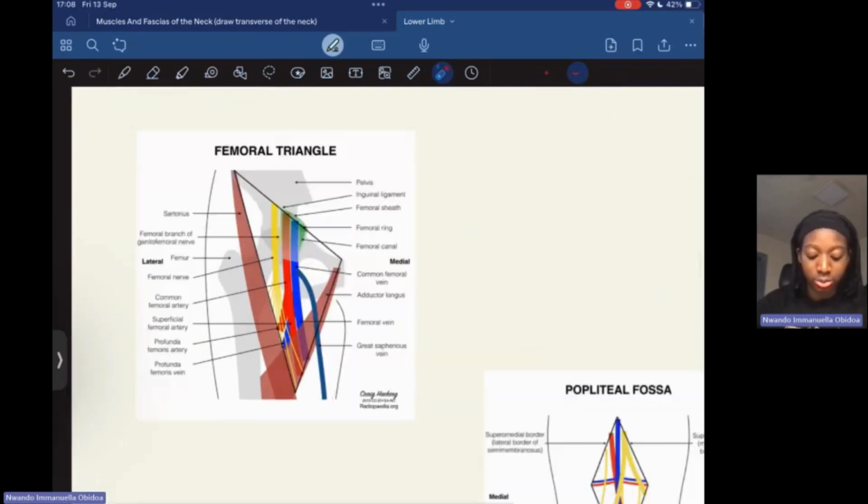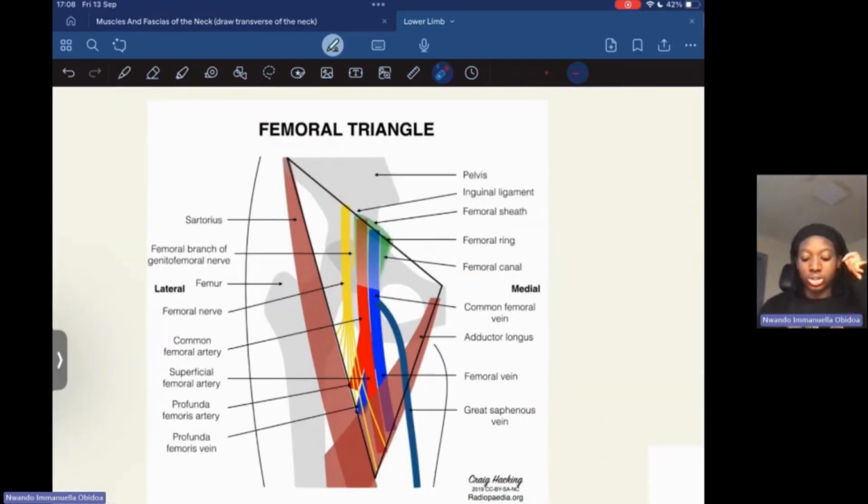Okay, last but not least, we have our femoral triangle, which is just a topographical space where you can see the nerves, the artery, and the vein. So the superior border here is the inguinal ligament. Here you have the sartorius, and this is our adductor longus. The best way to remember the contents of the femoral triangle is NAVEL. So N being femoral nerve, A for femoral artery, V for femoral vein, E for empty space, and then L for lymph nodes.